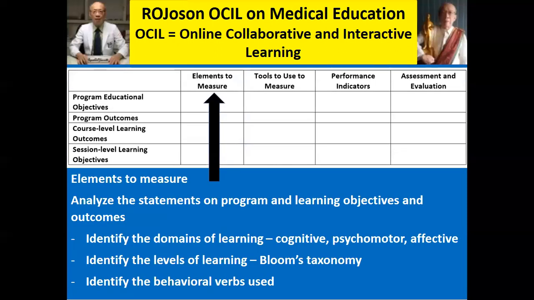Then elements to measure. Analyze the statements on the program and learning objectives and outcomes. Identify the domains of learning: cognitive, psychomotor, and affective. Identify the levels of learning using Bloom's taxonomy, and then identify the behavioral verbs used in the statements of all these.